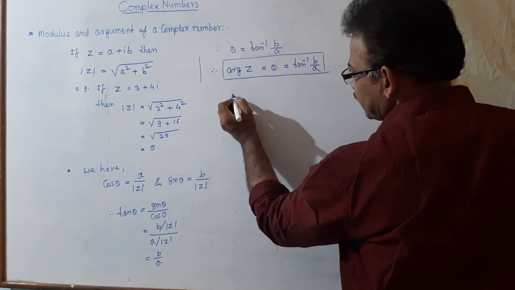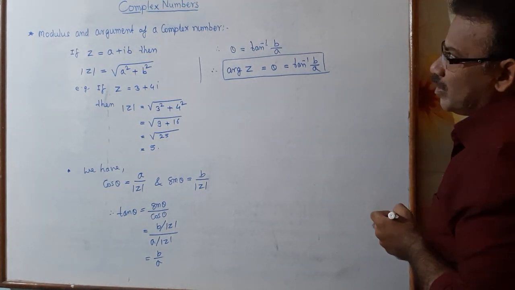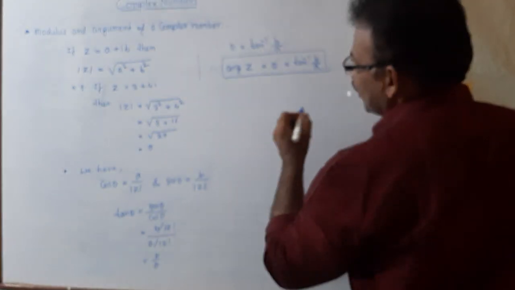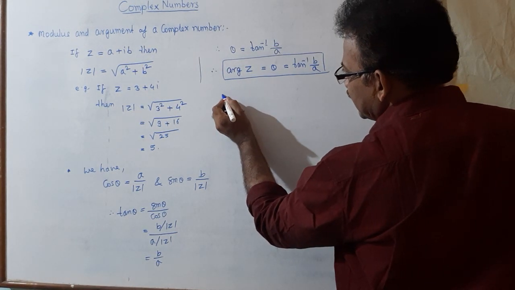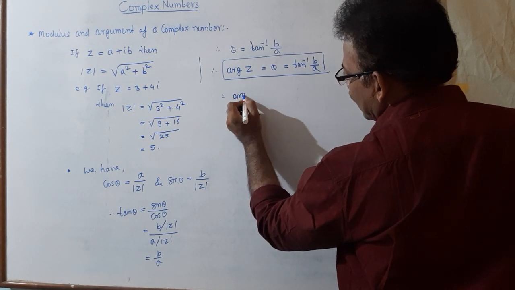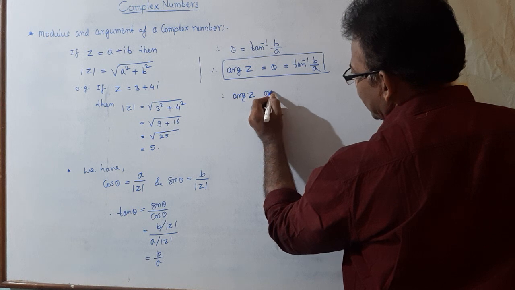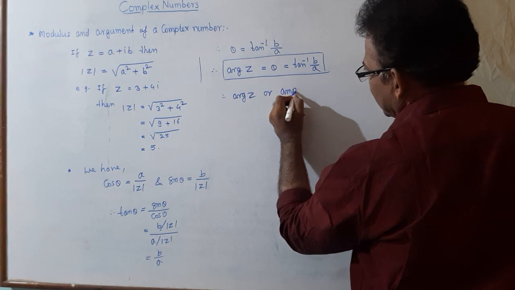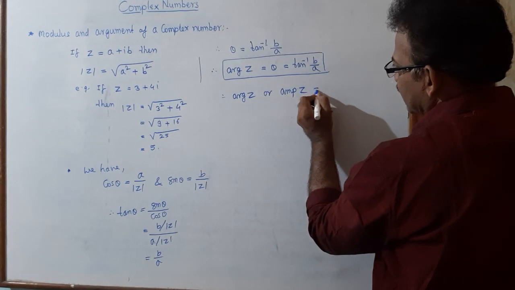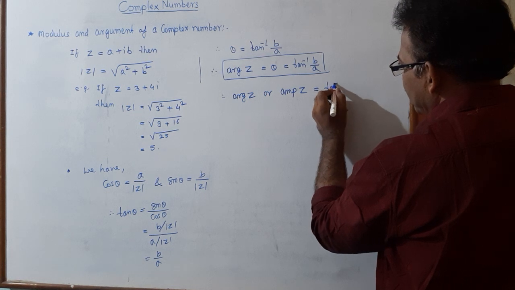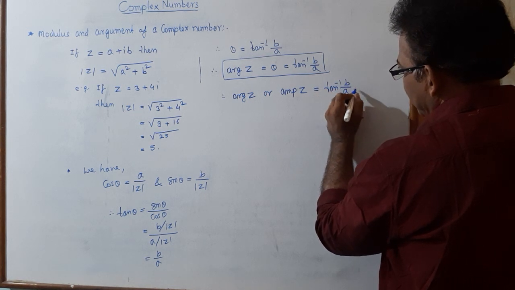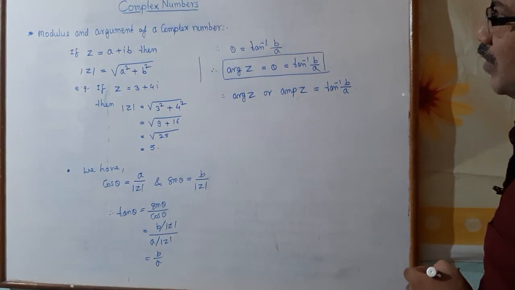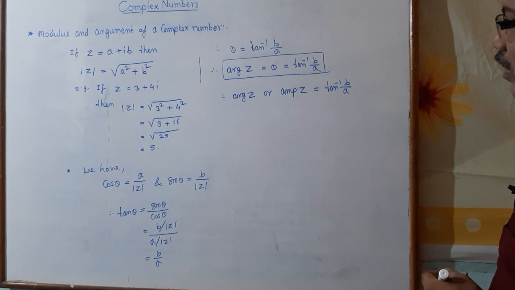Also note that the argument is also called the amplitude of a complex number. So we can write the argument of z, or you can write amplitude in short like this, amplitude of z, that is nothing but tan inverse b divided by a. Okay, so this is the definition for modulus and argument of a complex number.